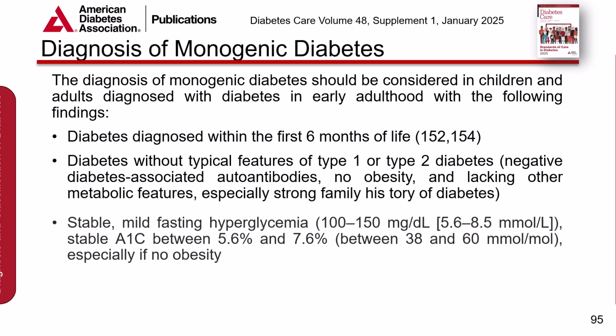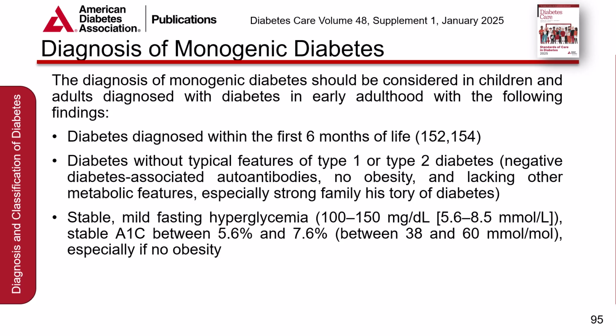Diagnosis of monogenic diabetes. The diagnosis of monogenic diabetes should be considered in children and adults diagnosed with diabetes in early adulthood with the following findings. Diabetes diagnosed within the first 6 months of life. Diabetes without typical features of type 1 or type 2 diabetes. Negative diabetes-associated autoantibodies. No obesity, and lacking other metabolic features, especially strong family history of diabetes. Stable, mild fasting hyperglycemia, 100 to 150 milligrams per deciliter, 5.6 to 8.5 millimoles per liter. Stable glycated hemoglobin between 5.6% and 7.6%, between 38 and 60 millimoles per mole, especially if no obesity.